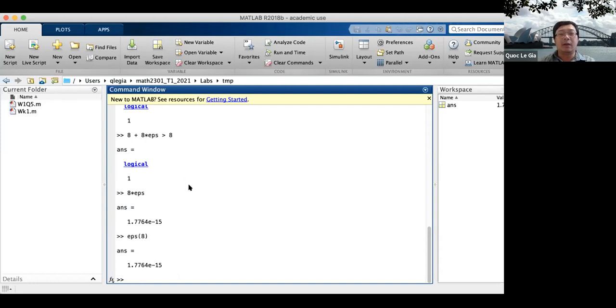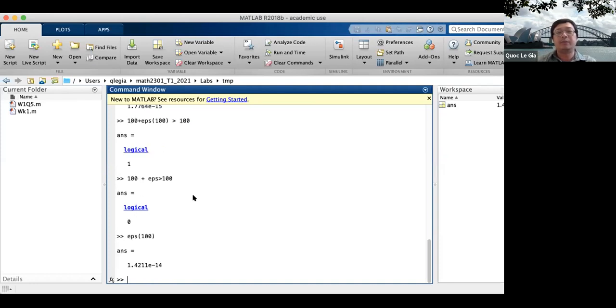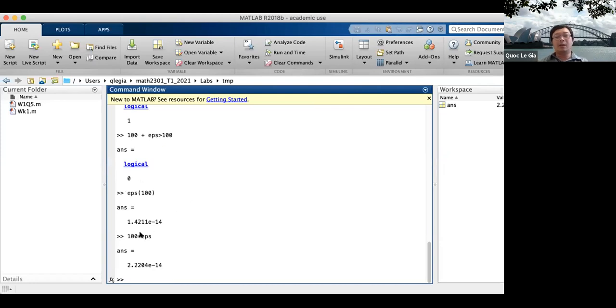You can see that in the last question we have 100. So we have epsilon of 100. Maybe first we just put in epsilon of 100. That is correct. And if you put in 100 plus epsilon, then it's not going to be bigger than epsilon. So now what is epsilon of 100? This number. And what is 100 of epsilon? It's a different number, you see. So 100 times epsilon is bigger than epsilon of 100.